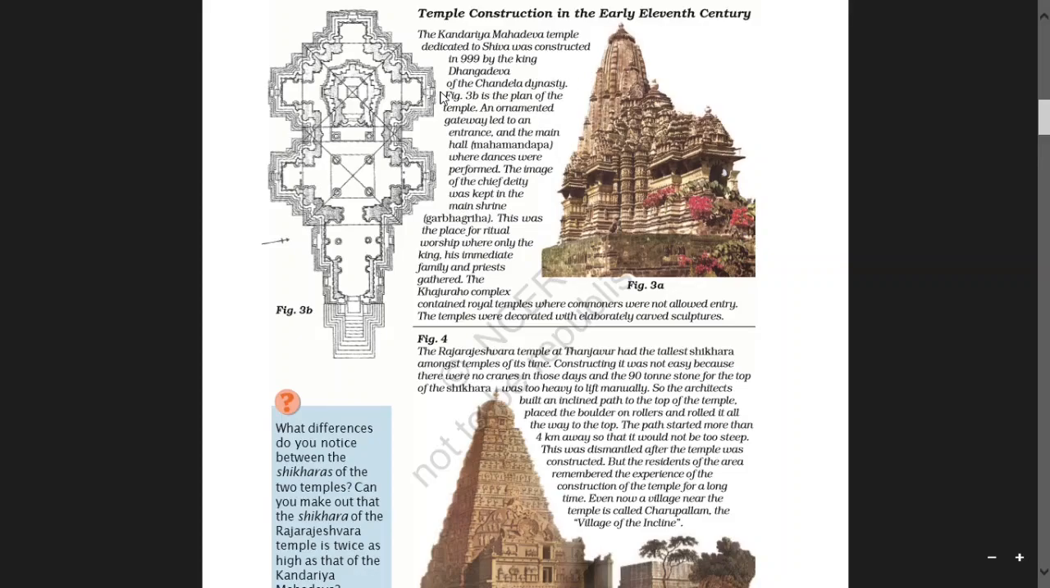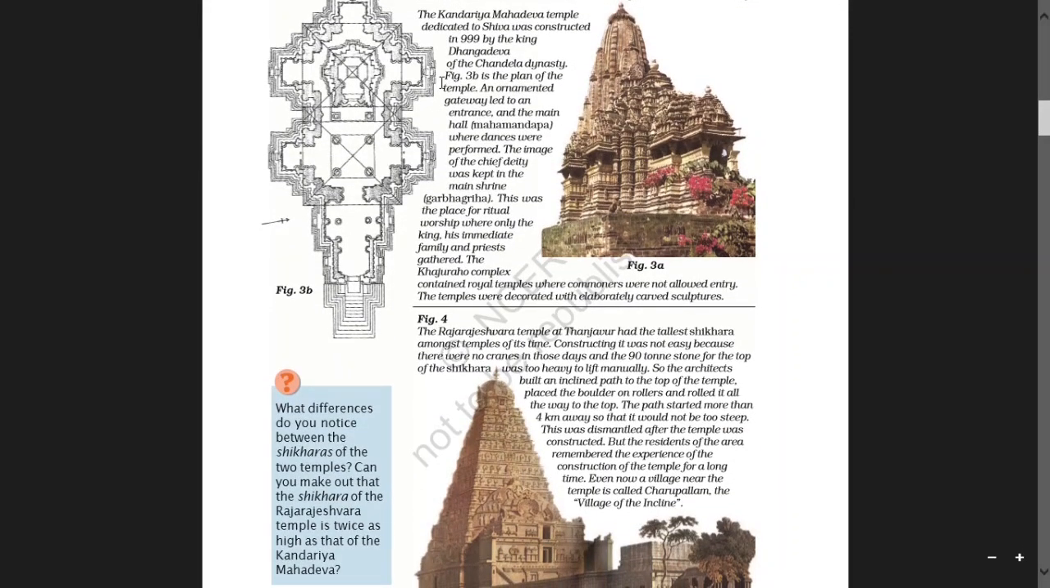See, boys, this Mahadeva temple, which is known as the Kandariya Mahadeva temple, is there in Madhya Pradesh, and this temple is dedicated to Lord Shiva, which was built in 999 by Gangadeva of the Chandela dynasty. Gangadeva was the ruler of this Chandela dynasty. He constructed this temple.